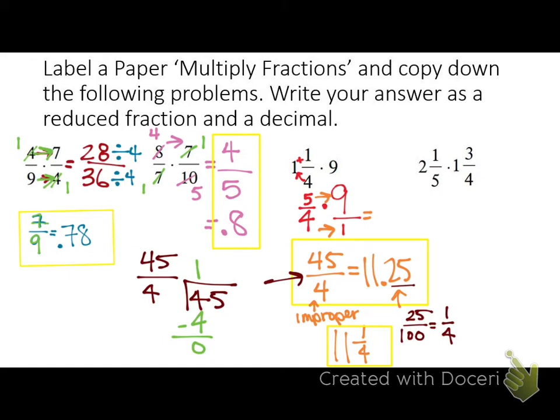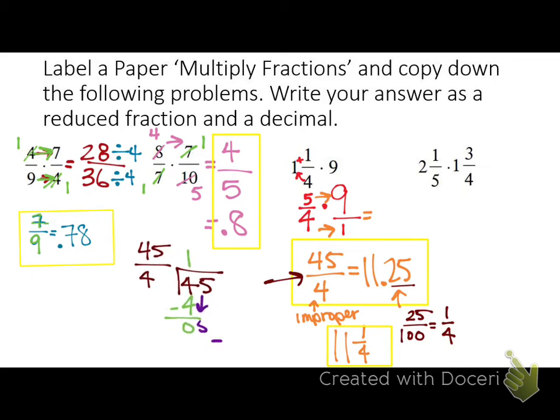Then what do I do? Yeah, bring down the 5. How many times does 4 go into 5? Once. 1 times 4 is 4. And then we have 1 left over.